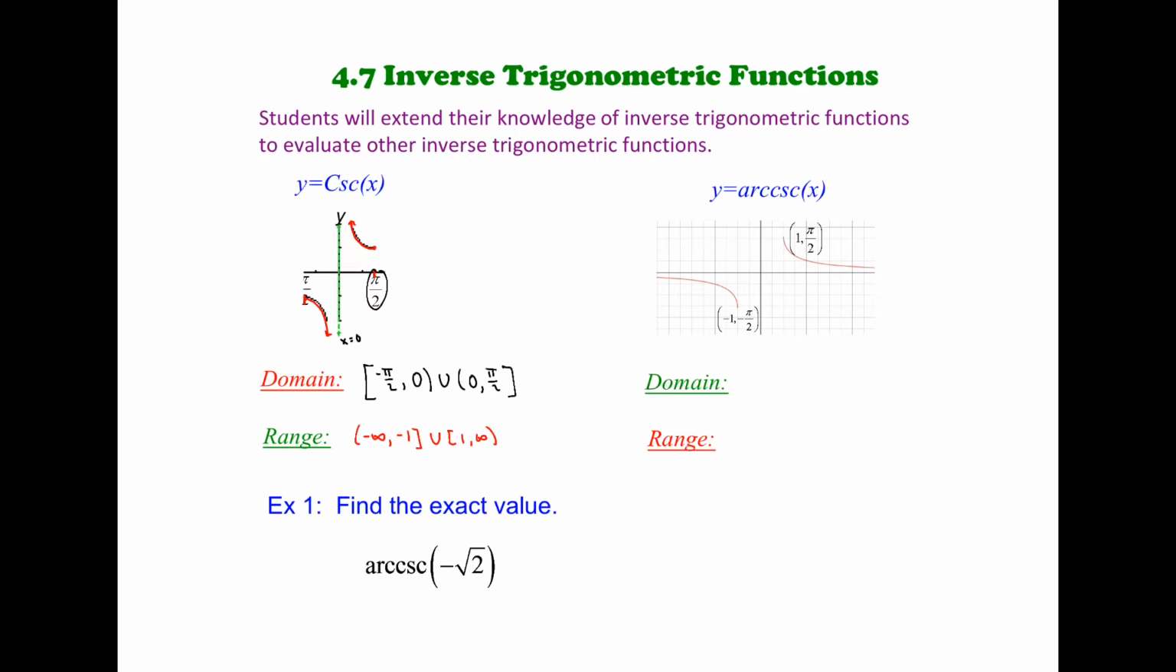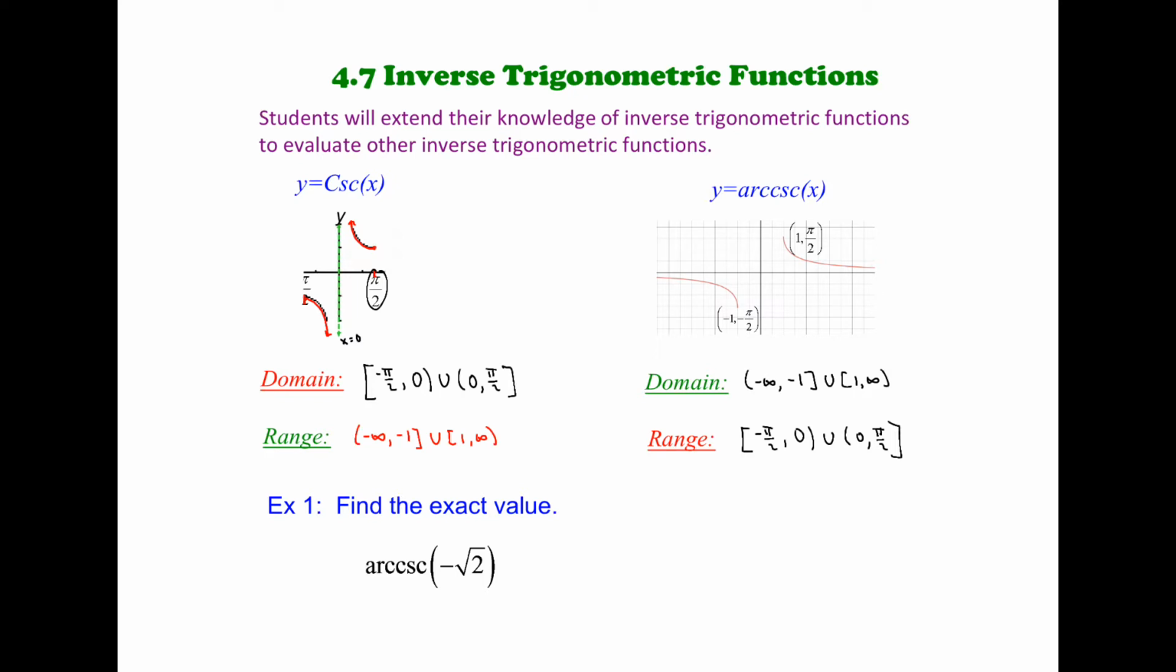So now remember, with domain and range of our inverse, they just switch. So now the domain becomes the range. So that's from negative infinity to negative 1, and from 1 to infinity. So these are the numbers that can get plugged in as the input for the arc cosecant, or the inverse of cosecant, and the range is the domain of the original function. So that's negative pi over 2 to 0, or 0 to pi over 2.